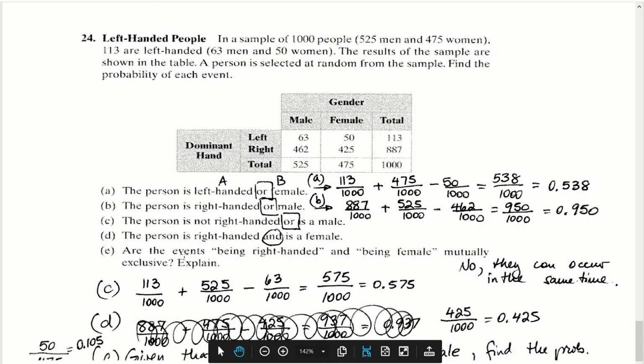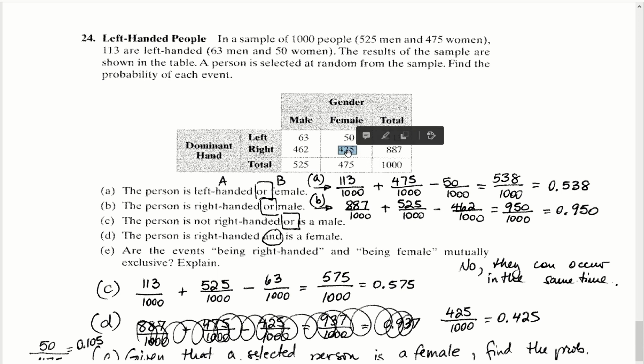And the last question we have in this section is, are the events of being right-handed and being female mutually exclusive? Well, the answer is no. In particular, there are individuals that are both right-handed and female. So because it's possible to be both right-handed and female, those events can occur at the same time, which means that they are not mutually exclusive.